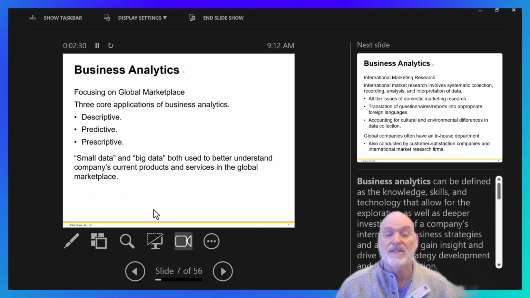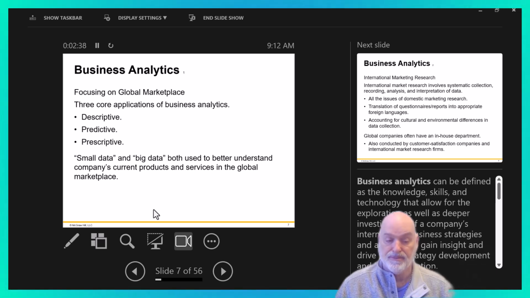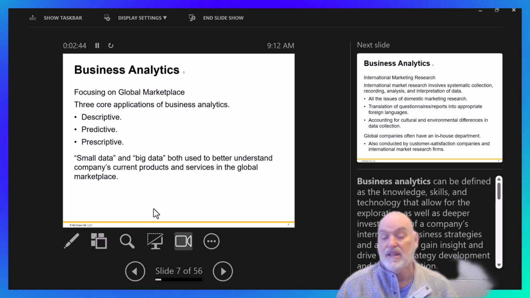Business analytics. Focusing on the global marketplace, three core applications of business analytics include descriptive, predictive, and prescriptive. Small data and big data are both used to better understand companies' current products and services in the global marketplace.